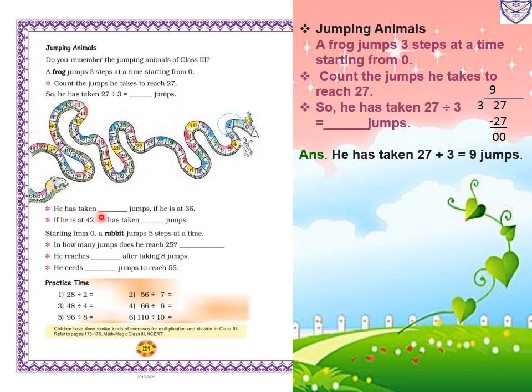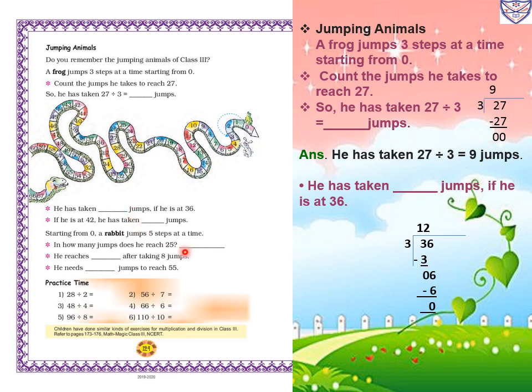Now the frog has taken dash jumps if it is at 36. If the frog is at 36, how many jumps has it done? So we will divide 36 by 3. First we take one digit, 3. 3 ones are 3. 3 minus 3 is 0. Now we bring down 6. In the 3 table, 3 twos are 6. So 6 minus 6 is 0. So how many jumps has the frog done? 36 divided by 3 equals 12 jumps from the starting point.